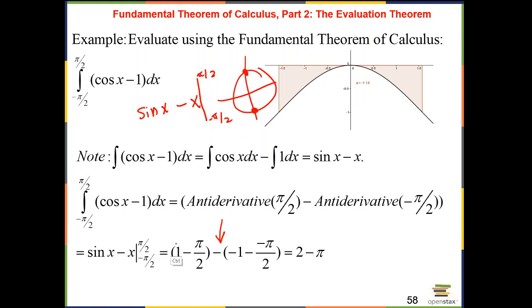So sine of pi over 2 is 1 minus pi over 2, minus sine of negative pi over 2, which is negative 1, minus minus pi over 2. So that means basically that would be plus 1, and then this would be minus pi over 2. So we're going to have minus pi over 2 minus pi over 2, that's minus pi. And then 1 plus 1 is 2. So that's the answer.